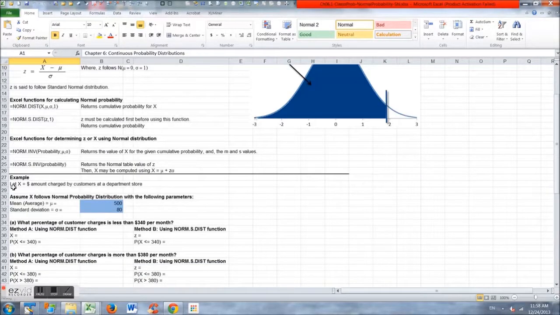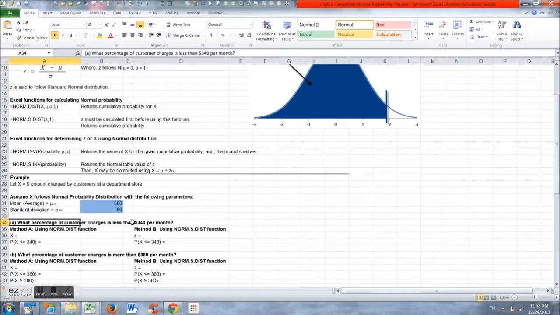Okay, let's look at an example. In this example, we have x equal to the dollar amount charged by customers at a department store. And we have an average value of $500 given. Standard deviation sigma is $80 given. Now, what percentage of customers charge less than $340?